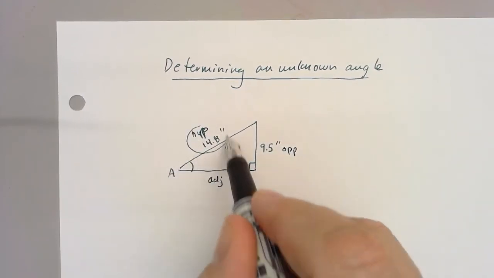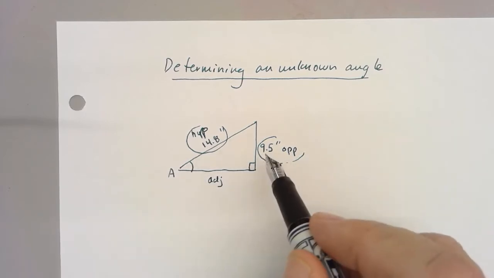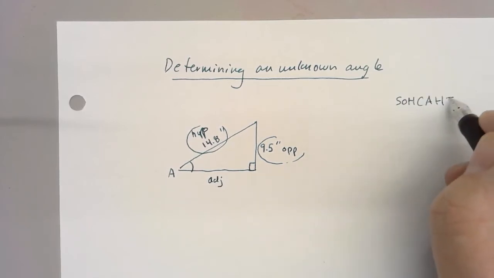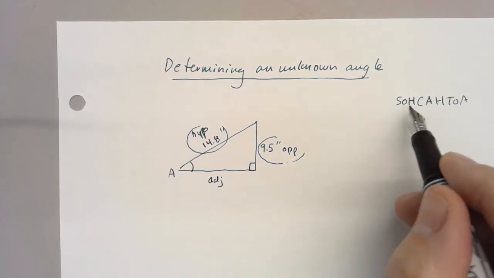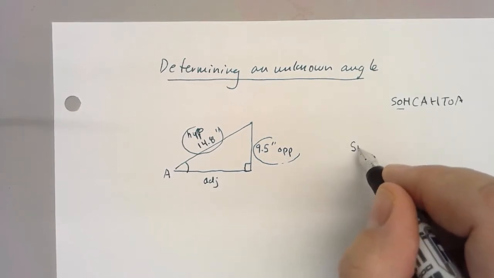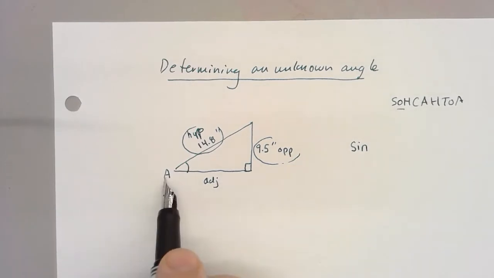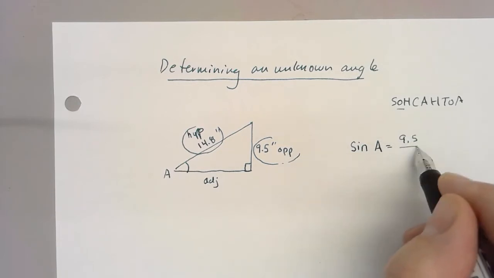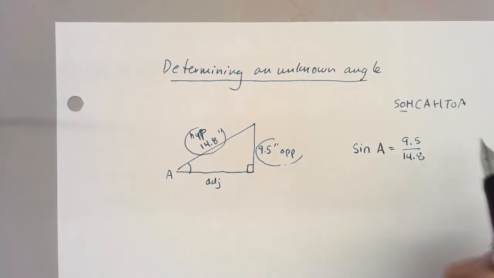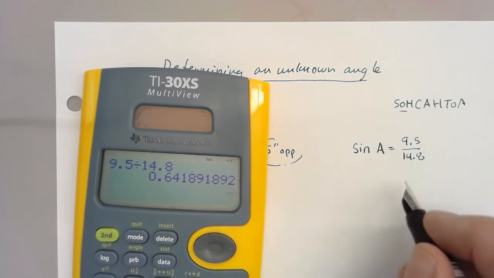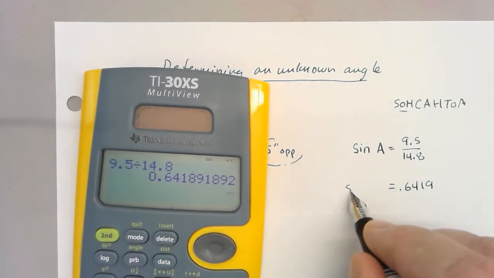And then I look and I say, okay, what are the two sides that I know? Like before, what are the two sides that are involved in the problem? Opposite and hypotenuse. If I remember my mnemonic, SOHCAHTOA, opposite and hypotenuse is sine again. So I write down my trigonometric ratio, sine. Now I write the angle, but I don't know the angle. I just called it A. So sine A is opposite 9.5 over hypotenuse 14.8. And I can use my calculator to get that. That's straightforward. 9.5 divided by 14.8 rounds to 0.6419.